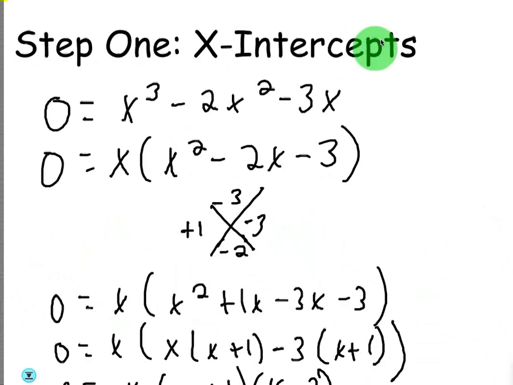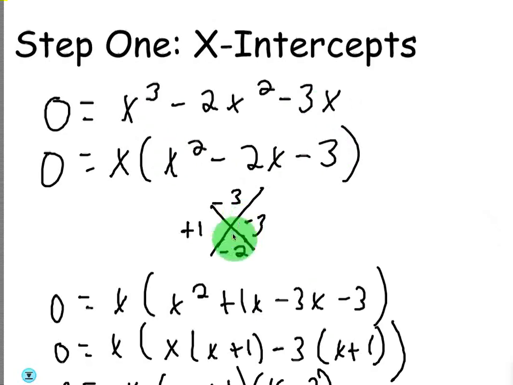For all examples actually, the first thing you should do is look to see if you can pull out a GCF. In this case, you can pull an x out. You're left with x squared minus 2x minus 3. Now, I use the x method for this. You guys can use the quadratic formula. You will get the same answer.